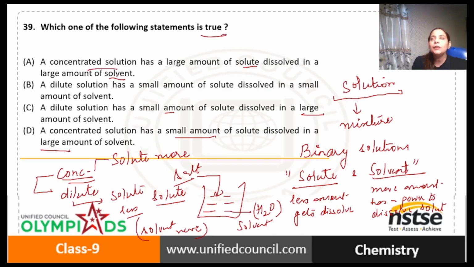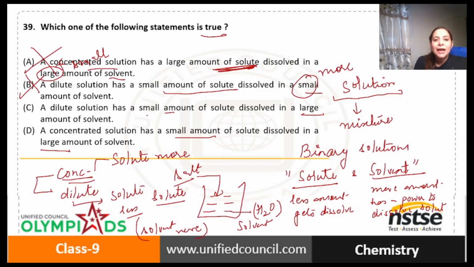Concentrated solution, we know that concentrated is the one which has more amount of solute dissolved in a large amount of solvent. False, because it has to be a small amount of solvent. A dilute solution is that which has small amount of solute dissolved in a small amount of solvent. False, because here in this case the solvent amount is more. A dilute solution has a small amount of solute, fine, and large amount of solvent. Yes, correct. Concentrated has got small amount of solute. False, because it has more amount of solute.